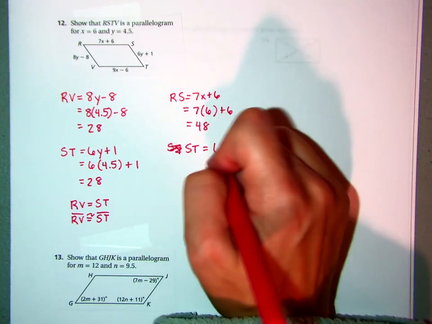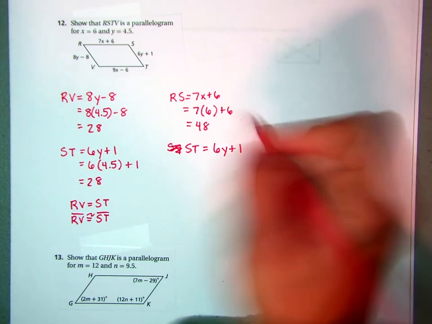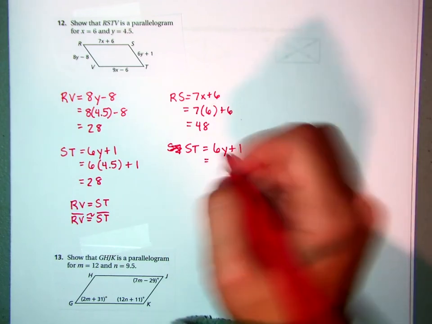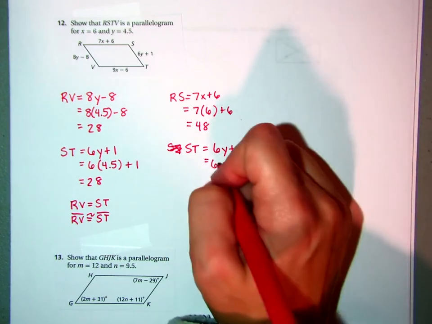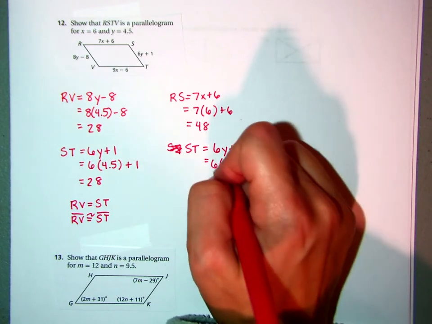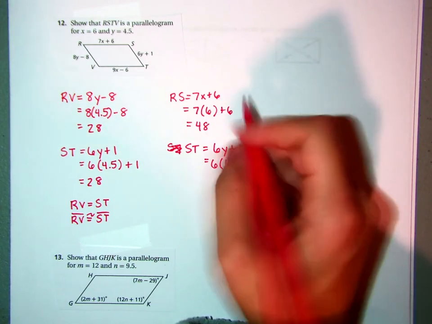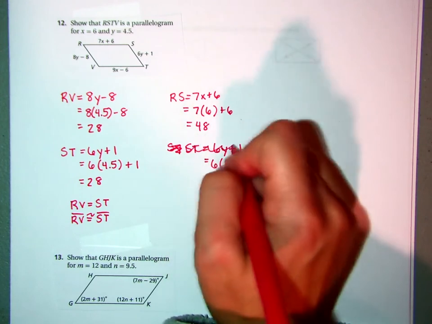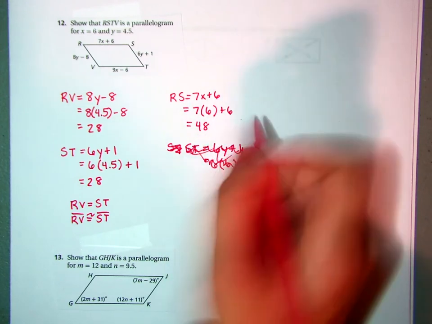ST is 6y plus 1. So if we put in that 6 here, we have 6 times 6. I am not looking at the right side. Sorry, y'all. I grabbed the wrong side.